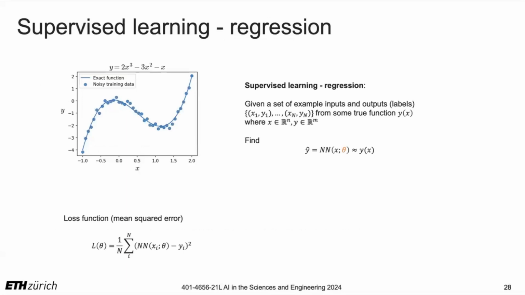So supervised learning. This is where typically we have some inputs and we have some labels or outputs of the function that we want to model. In regression, it's a continuous function that we want to model. And as I said before, the setting here is we have a set of example inputs and outputs from some true function or maybe some noisy observations of that true function. And then we're going to use a mean squared error as our loss function or our objective function to minimize, to estimate the weights of the network.